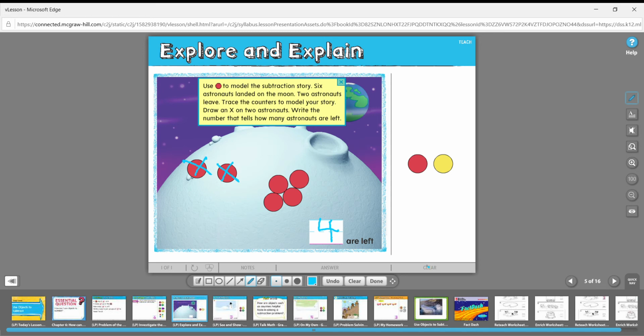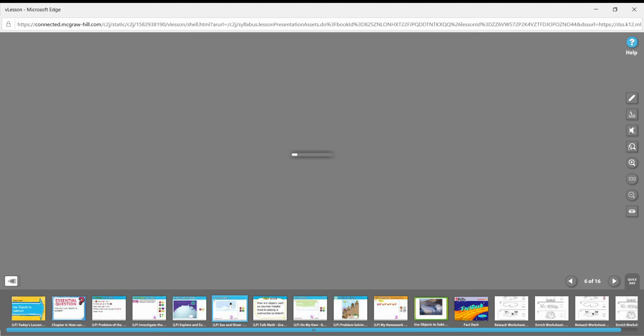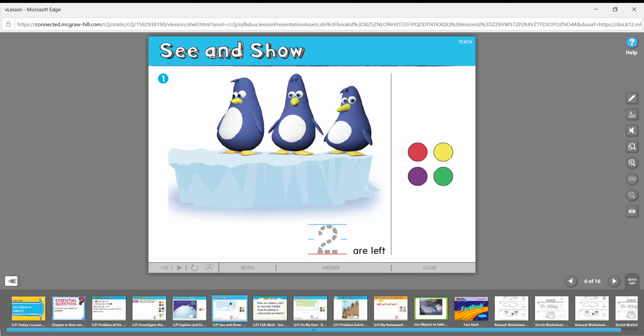I'm going to clear this right down there. Okay, I'm going to go up and clear this. There, okay. Now let's go on. So on the first page, you will draw circles and you will X out circles. 6 astronauts landed on the moon. You draw 6 circles. 2 astronauts leave. Draw an X on 2 circles. Write the number that tells how many astronauts are left. Okay. And then we go on to the next page.